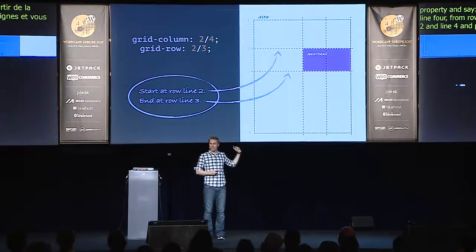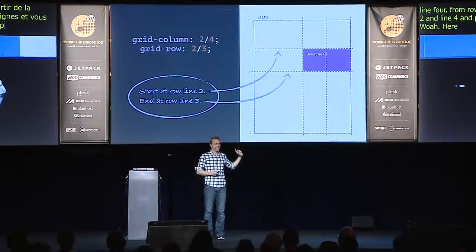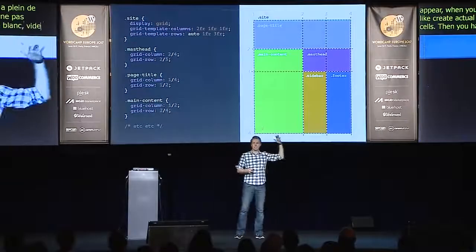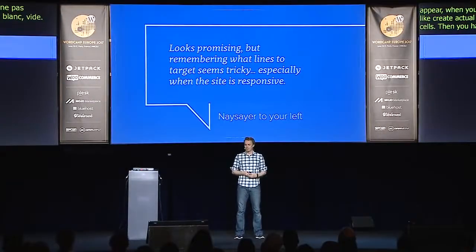And here you see what I'm talking about. We're doing layout first. So we create the layout first, and then we just dump content where we want them to appear. And when you look at this, you realize there are all these new things you can do. Like, for instance, create actual white space on a layout. You can just choose not to populate cells. Then you have white space. No spacer GIFs or anything like that anymore.